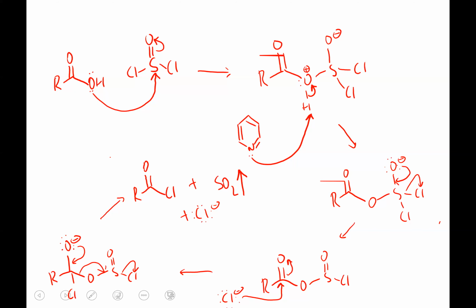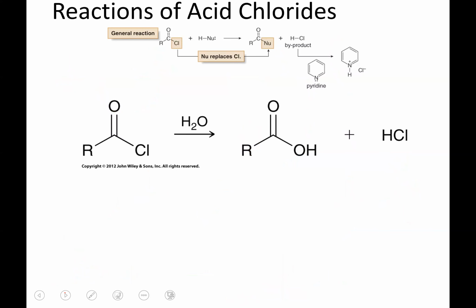Let's switch slides again and talk about some reactions of acid chlorides. We've got the general reaction shown here, and in that general reaction, we see that the nucleophile will replace the chloride, and we'll have a hydrochloric acid byproduct. We often run these with pyridine, but the first one we're going to take a look at is the hydrolysis. You don't usually add pyridine when all you're doing is trying to hydrolyze something.